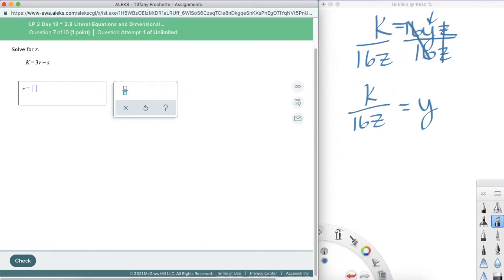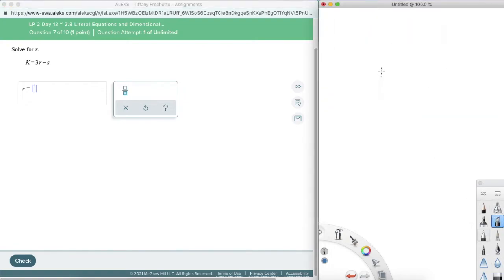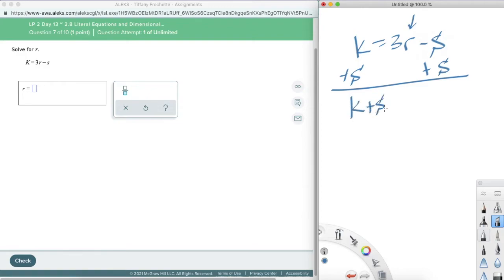All right. Okay, so now we have k equals 3r minus s, and we're going to solve for r. So now we say what's being done to the variable. I'm multiplying it by 3, and I'm subtracting s. So just like I would on any other equation, I want to do addition and subtraction first. So I'm going to look at that subtracting s, and I'm going to add s to both sides. Okay, and so I have k plus s equals 3r. The s minus s, those cancel out.